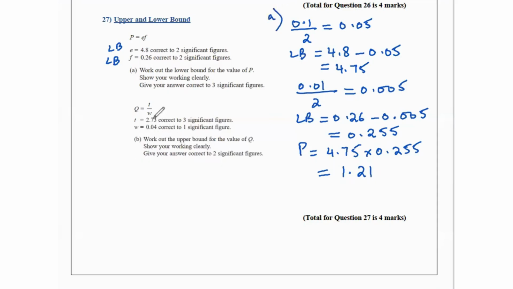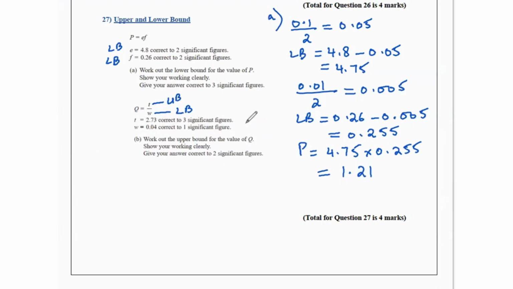Then for part B, it's Q equals T over W, and we have to work out the upper bound. So for the upper bound, we find the upper bound of T and the lower bound of W. That would give us the upper bound of Q. If it was the lower bound of Q, you would divide the lower bound of T by the upper bound of W.